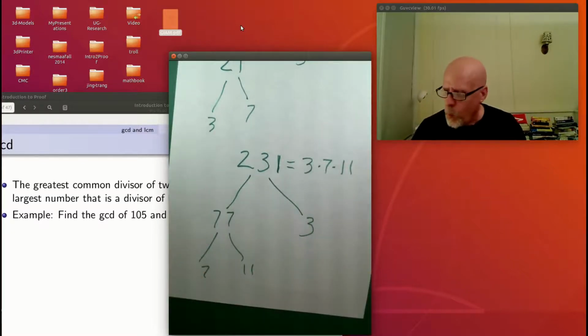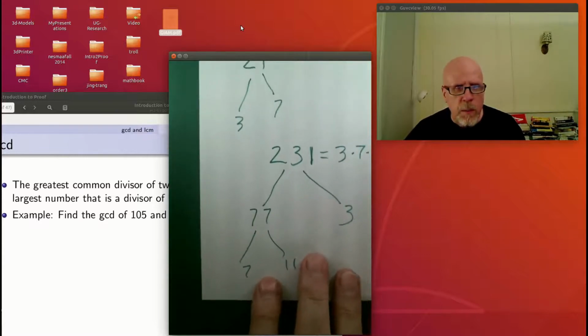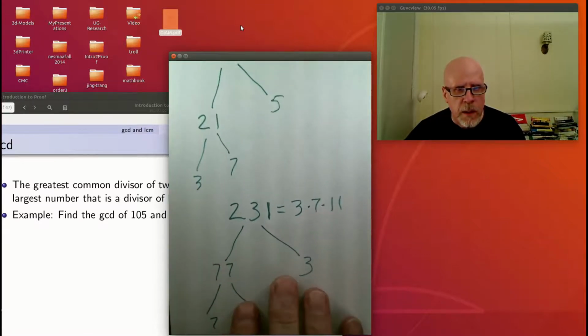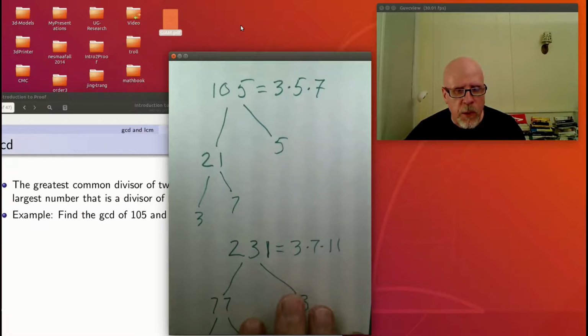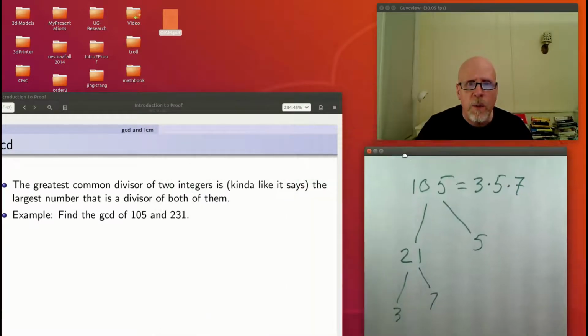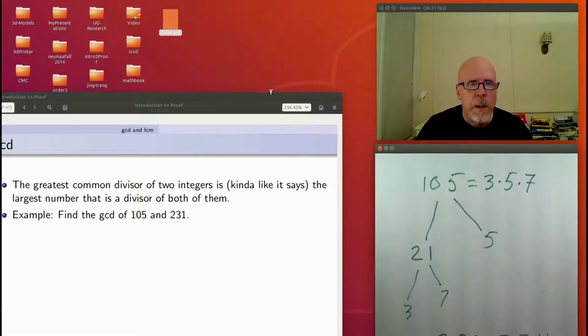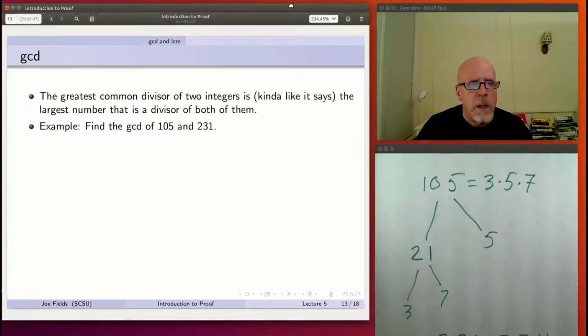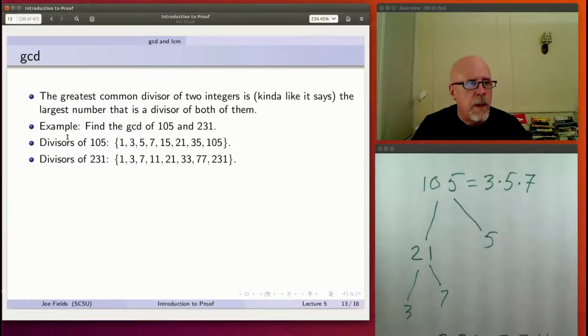Now, keep those things in mind. I'll get it to the point where we can see both prime factorizations and then put this window back where it came from. And now, let's look at the next thing. Here are the divisors of 105, and here are the divisors of 231.